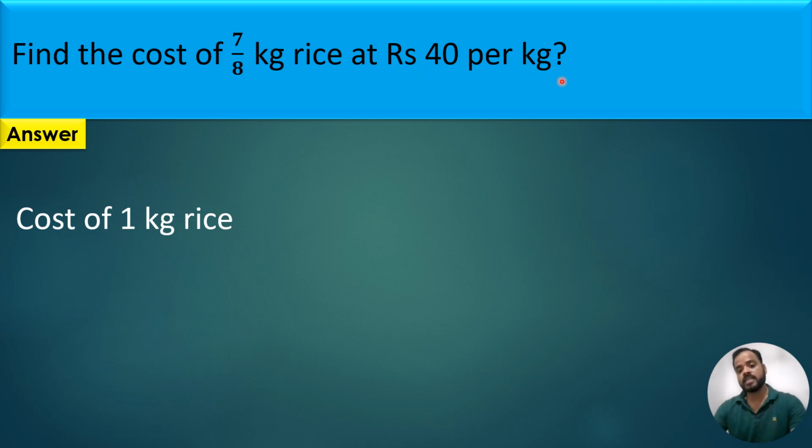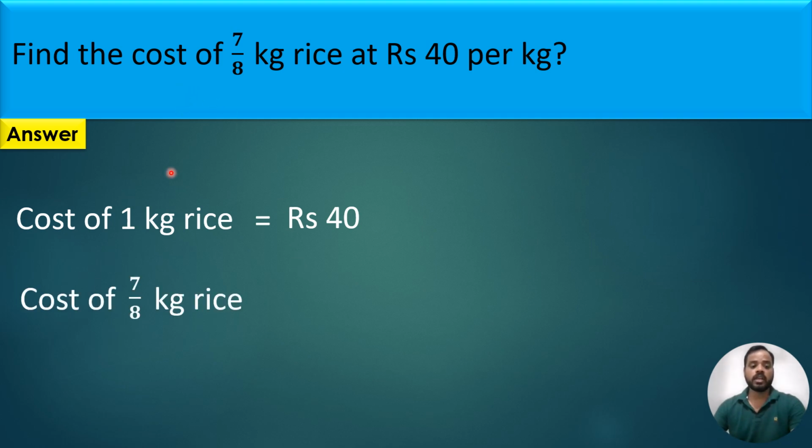So the cost of 1 kg is rupees 40. Now the cost of 7 by 8 kg of rice will be 7 by 8 into the cost of 1 kg, means 7 by 8 into 40. Then we cut 8 into 40. We get 8 5s are 40. So 7 into 5 is equal to 35 rupees.